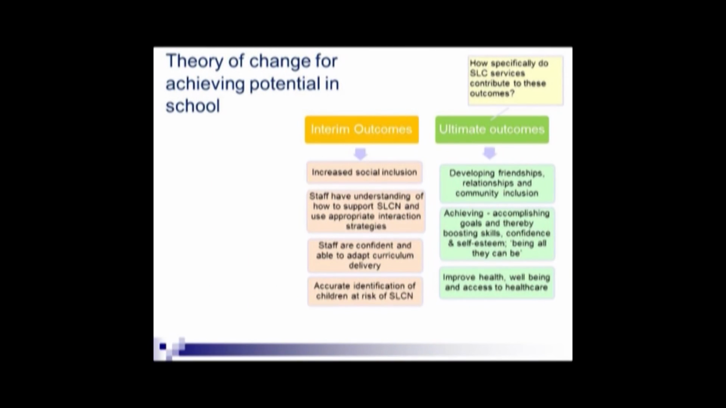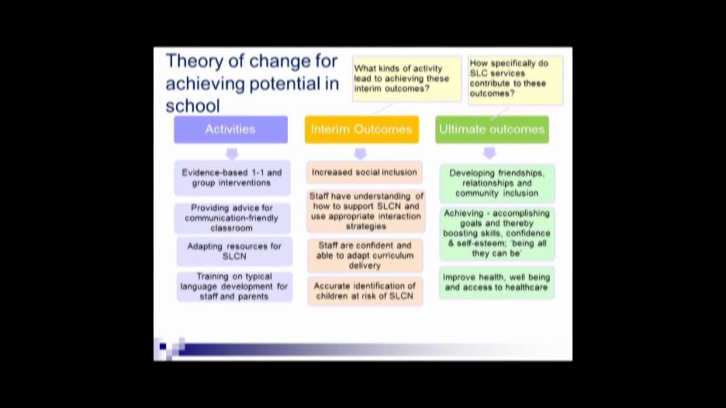The interim outcomes were increased social inclusion of pupils, staff having an understanding of how to support speech, language and communication needs and using appropriate interaction strategies, staff confident and able to adapt curriculum delivery, and accurate identification of children at risk of speech, language and communication needs. And the kinds of activities happening in the school environment, obviously evidence-based one-to-one and group interventions, providing advice for communication-friendly classrooms, adapting resources for speech, language and communication needs, and training on typical language development for staff and parents.